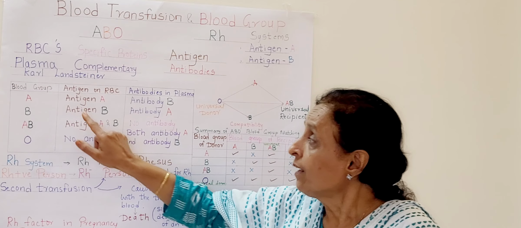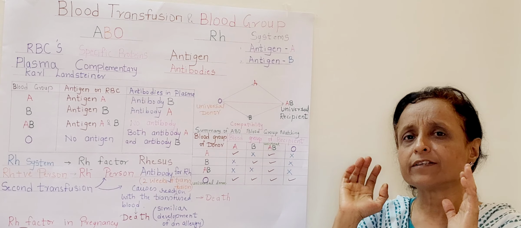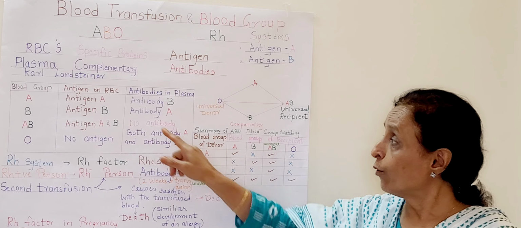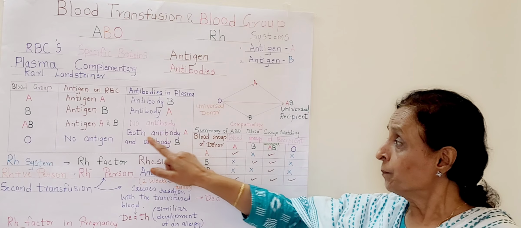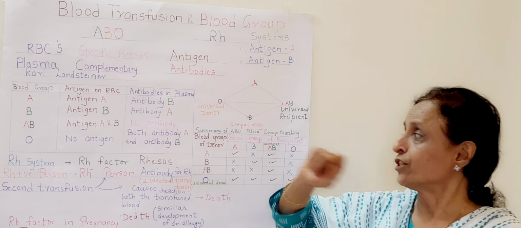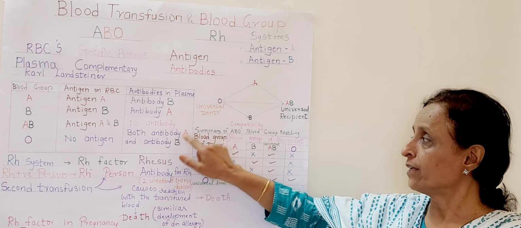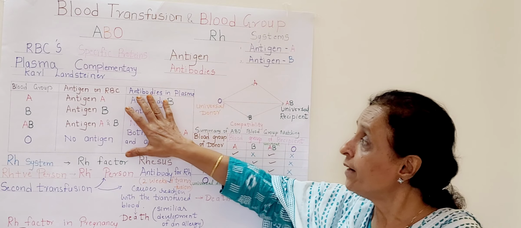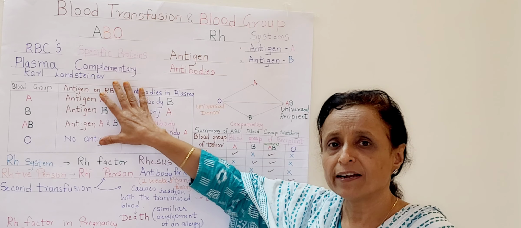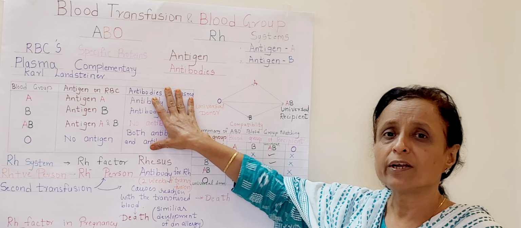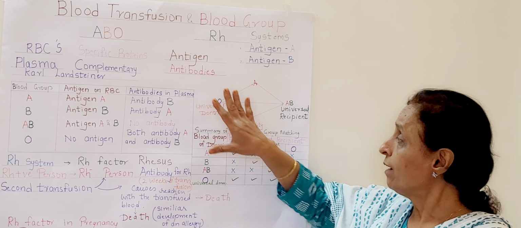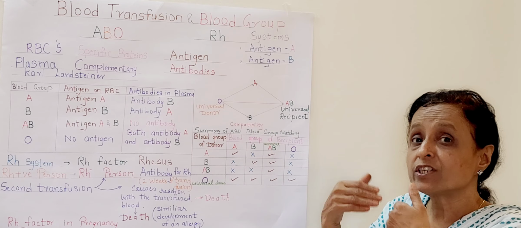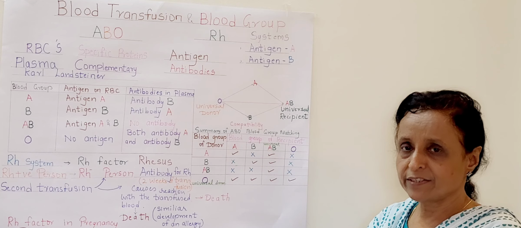Now in AB, antigens A and B are both present, so no antibody is present. In O, there is no antigen, so both the antibodies, A and B, are present. So depending on the type of antigen present and the antibody present in plasma, they are grouped, and you can decide which types can be a donor and which can be a recipient.